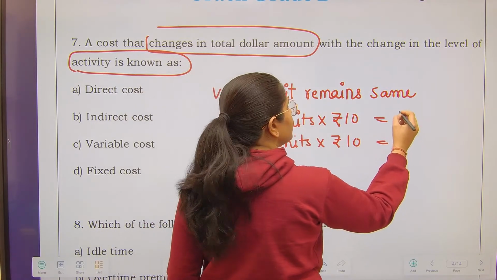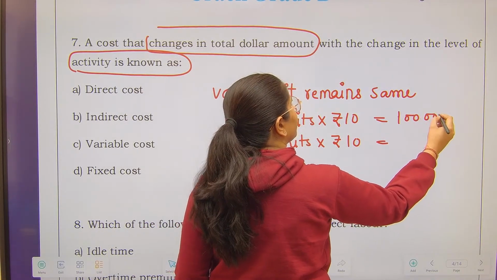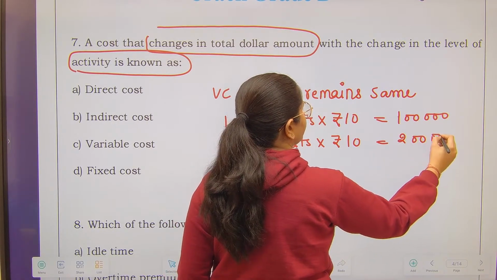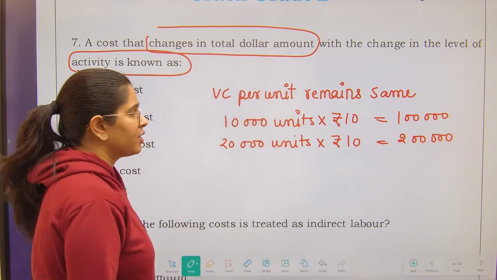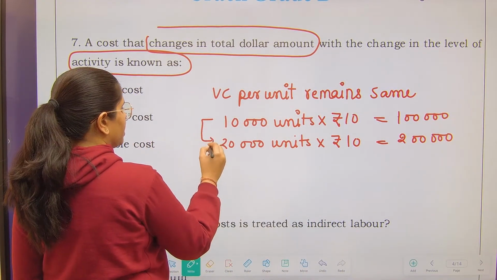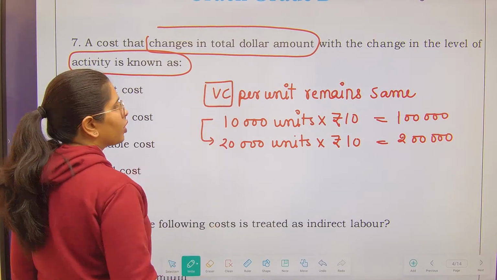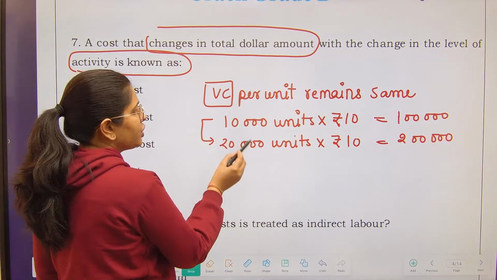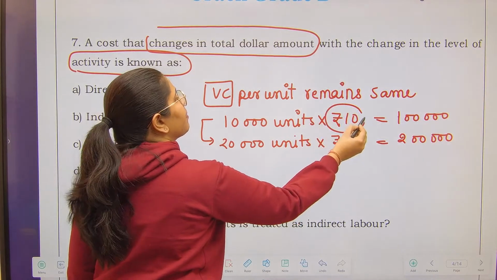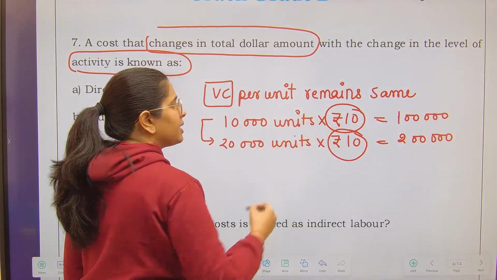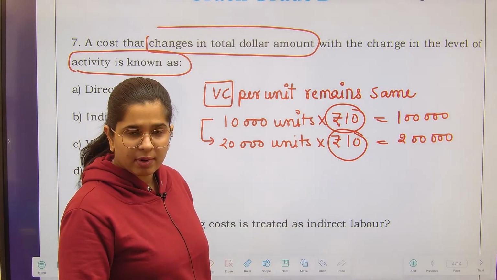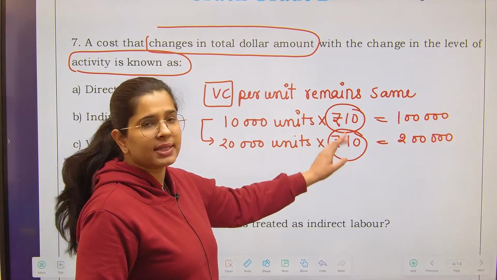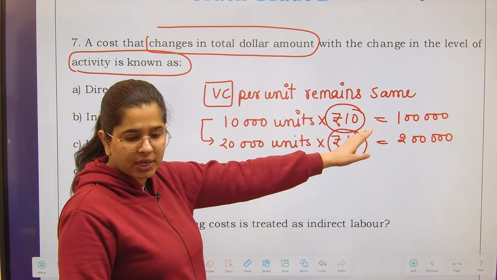What is the total variable cost? Here it is 1 lakh and here it is 2 lakhs. As soon as your level of activity changes, I am talking about the characteristics of variable cost. As soon as your level of production changes, per unit it is the same. I know you already know what is variable cost and what is fixed cost, but these are the things which confuse you in the examination. Per unit it is the same, but in the total valuation it differs.